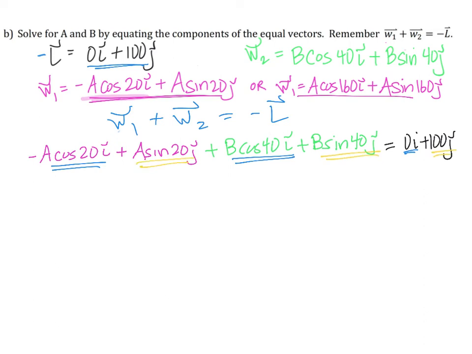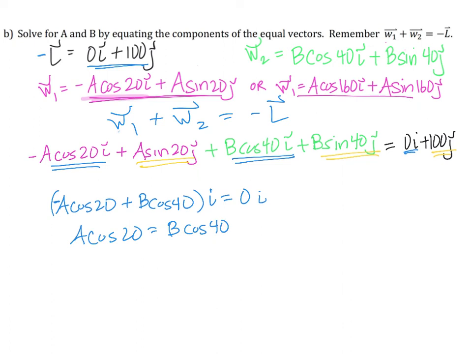So what would that look like? Well, I could say negative A cosine of 20 plus B cosine of 40, I, has to equal 0 I. Sorry, that's a negative A, my bad. So A cosine of 20 has to equal B cosine of 40, right? These two have to cancel each other out and equal 0, which means that one has to equal the other. And so I can isolate A. A is going to equal B cosine of 40 divided by cosine of 20. This is what A equals.